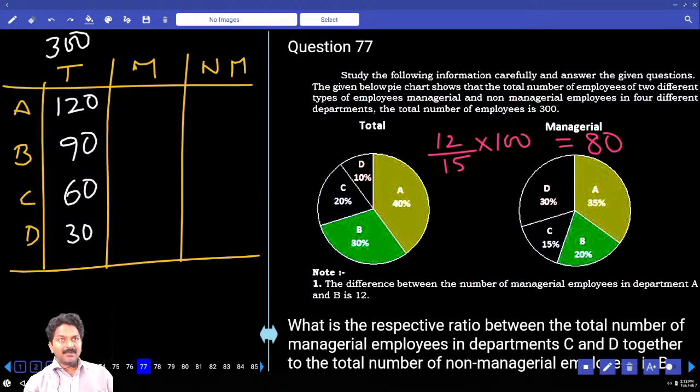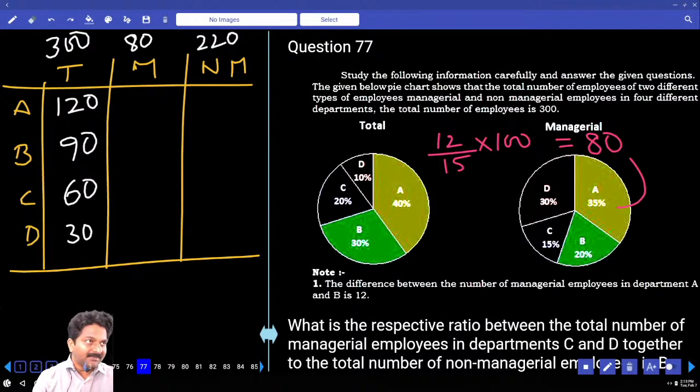How much is that? 80. So if managerial are 80, non-managerial are 220. Out of 80, A occupies 35%: 25% plus 10%. 25% is 20, 10% is 8, so 28. B is 20%, 16. Difference, 12. Satisfied? Yes.